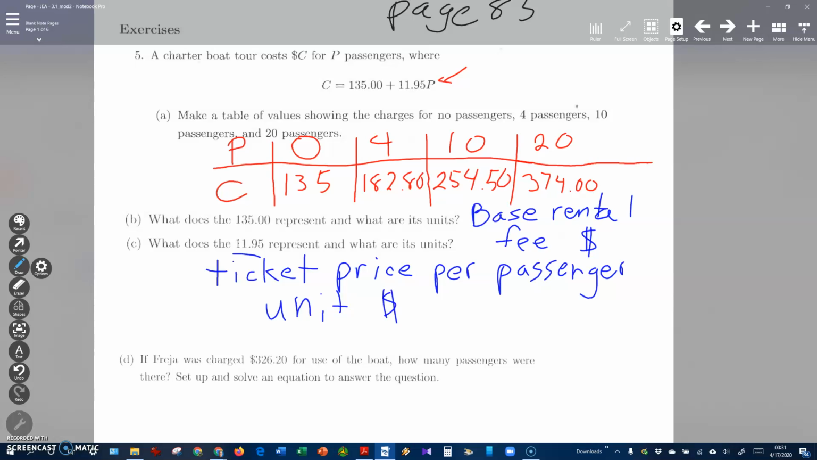And the 1195 is also, if you remember back to previous lessons, this would represent our rate of change, right? And the base, the 135, the base rental fee, would represent our starting point. That's where we start.